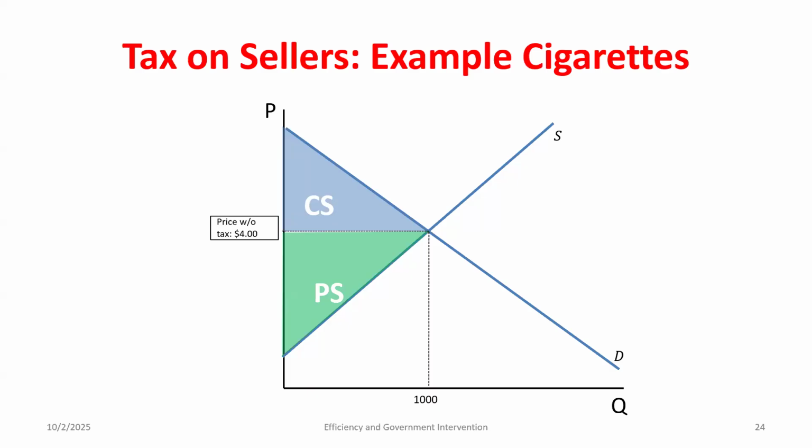Whatever the value of the tax is, that's the amount of money going to the government for every single unit. So the number of units after the tax times the value of the tax tells us the total revenue that was generated for the government.